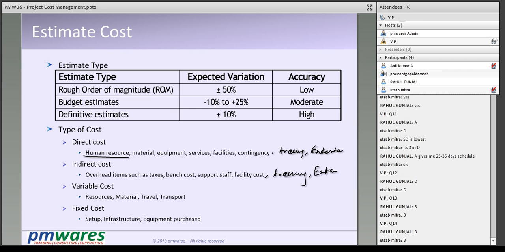Now, facility cost. Facility means your electricity, your desk, your cleaning, everything. So everything is there, and therefore those are also costs, and a small factor of that will go to the project, and that comes as an indirect cost.